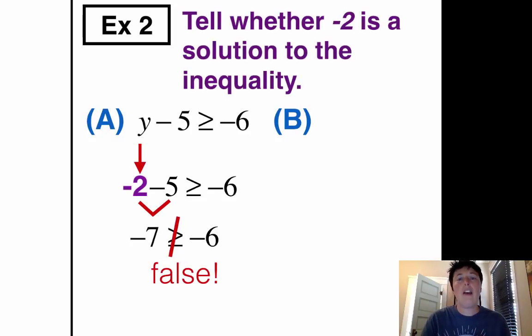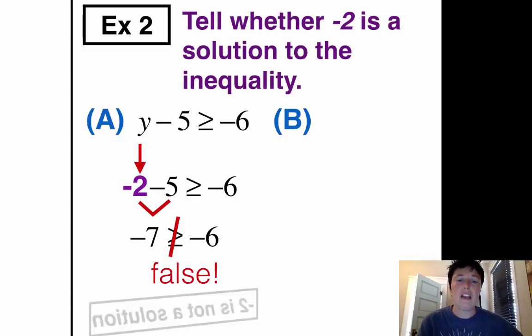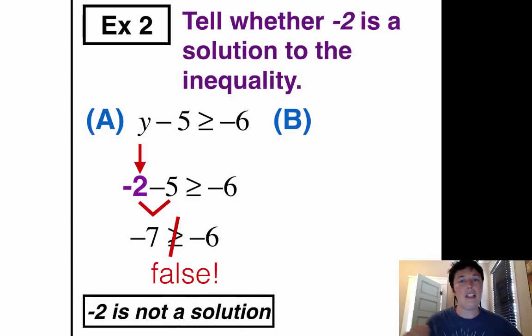It does not work. I'm going to slash out the greater than or equal to sign because it's not true. So I put that red slash through it. And I'm going to say negative 2 is not a solution. It did not work. We tested it. We tried. It didn't work. Let's do that again. Let's do that on part B here.